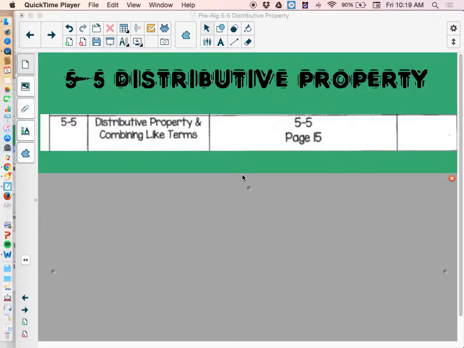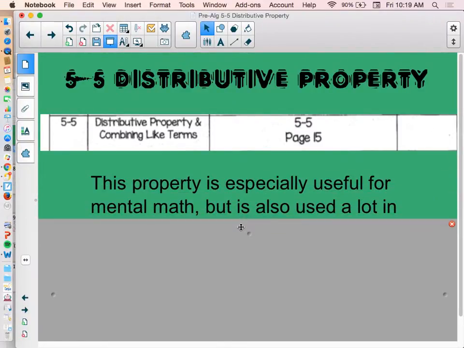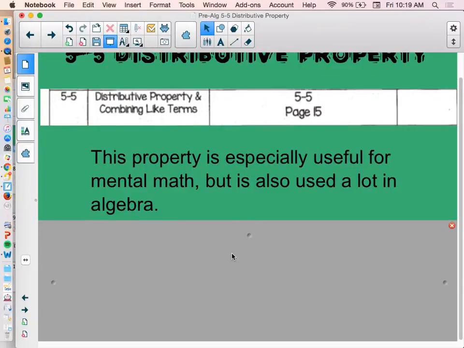Section 5.5 is all about the distributive property. Notice your homework eventually will be on page 15, but for now we're just learning about how to use the distributive property and then combine like terms, just like we learned before. You probably are wondering, what is this distributive property even used for? Well, it's especially useful for mental math, which we don't use very much these days, but it's also used a lot in algebra.